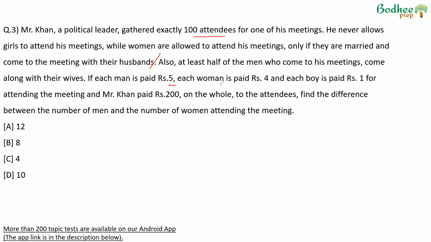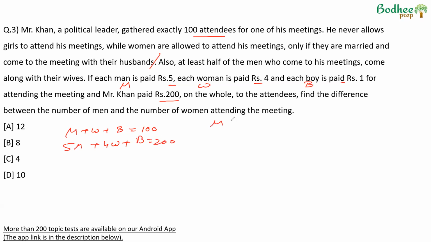If each man is paid ₹5, each woman is paid ₹4, and each boy is paid ₹1 for attending the meeting, and Mr. Khan paid ₹200 on the whole, find the difference between the number of men and number of women attending the meeting. Suppose the number of men is M, number of women is W, and number of boys in the meeting is B. So M plus W plus B will be 100. And in terms of rupees, 5M plus 4W plus B. Man gets 5 rupees, woman gets 4, boy gets paid 1. Total expense is 200 rupees.